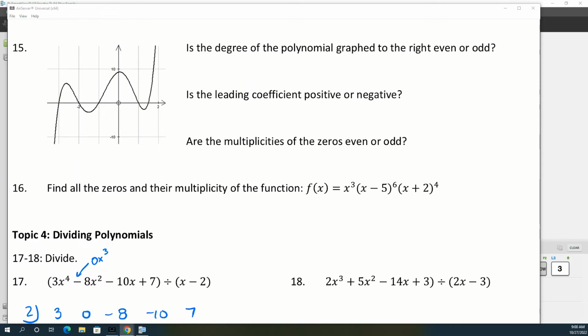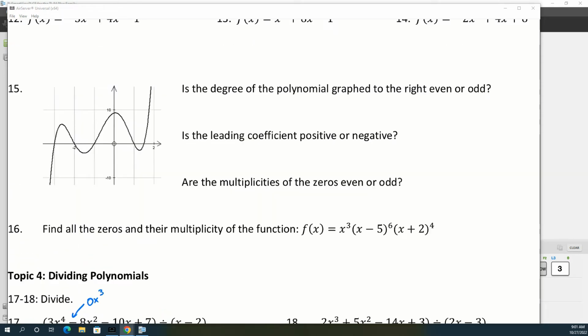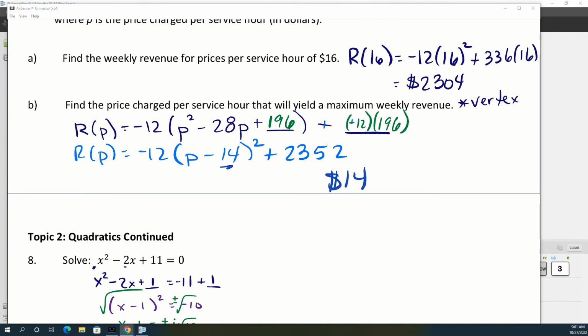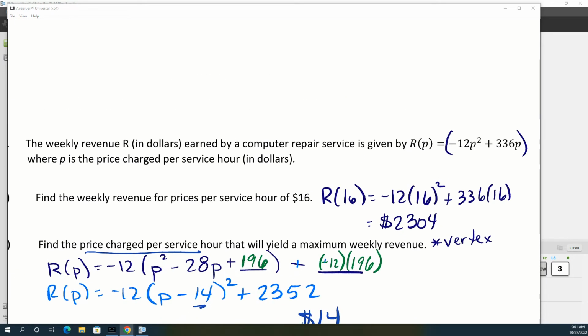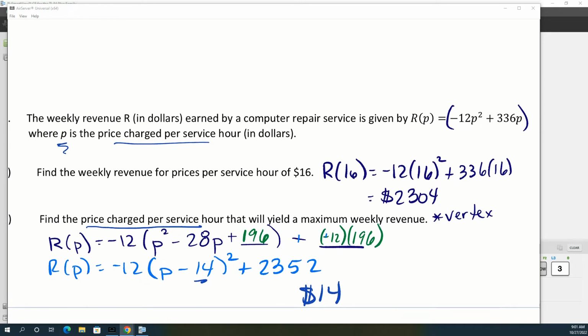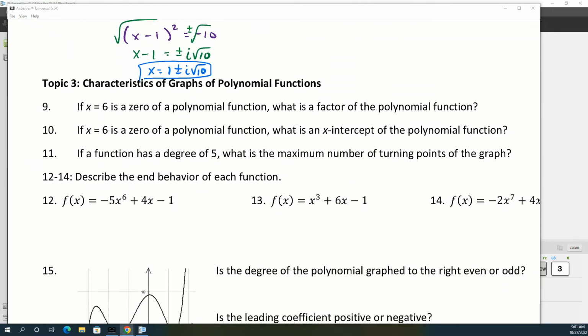So in math terms, you look at the x values now. Well, it depends on what it's asking for. In this problem, we want the price charged per service hour. In this problem, that is P. If it had actually asked for what is the maximum weekly revenue, then you would give the 2,352. You just have to look at what it's asking.